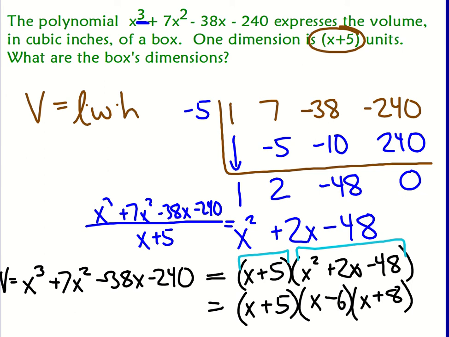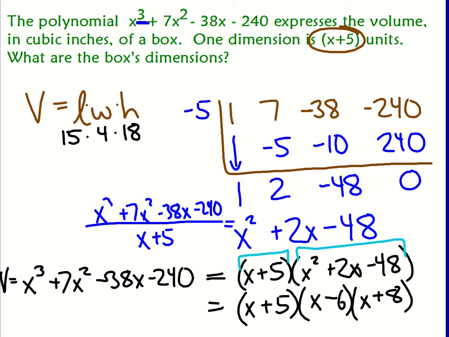That's as far as we can actually go with this. We can't say what numerical dimensions the box has because we were never told what x was. But I could, for instance, make up that if x was 10, let's say, then the length would be 10 plus 5, which is 15. The width would be 10 minus 6, which is 4. And the height would be 10 plus 8, which is 18.